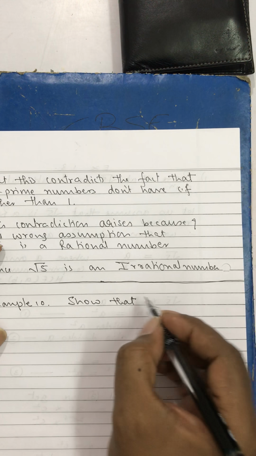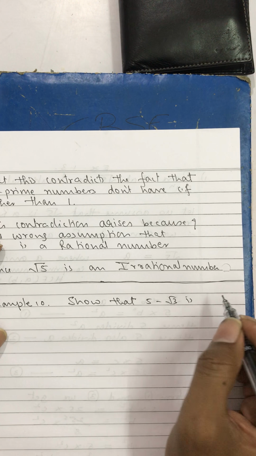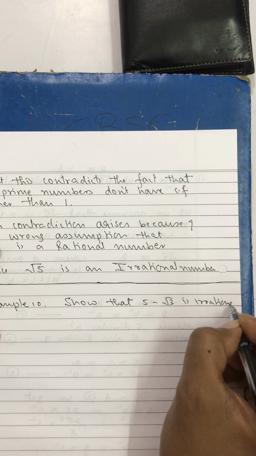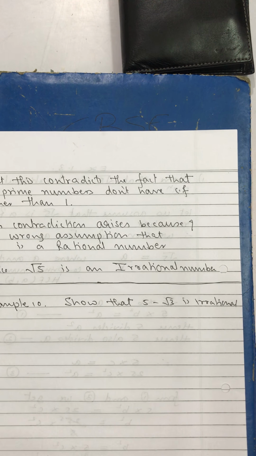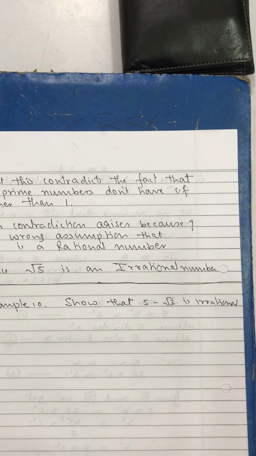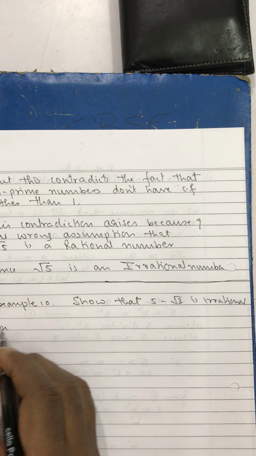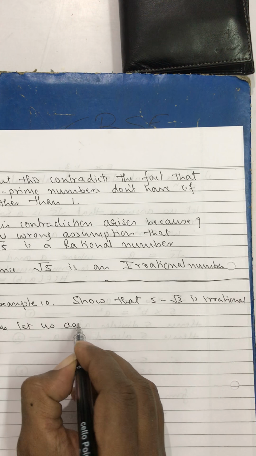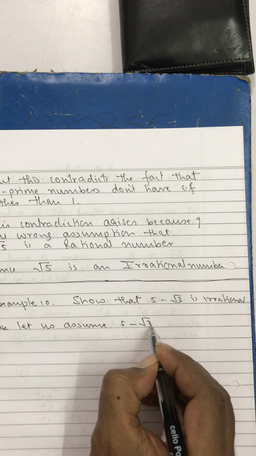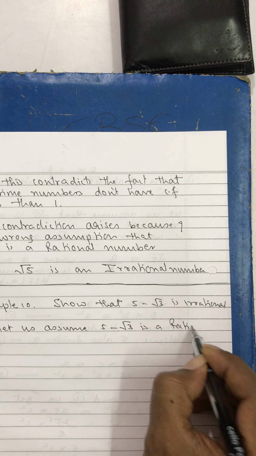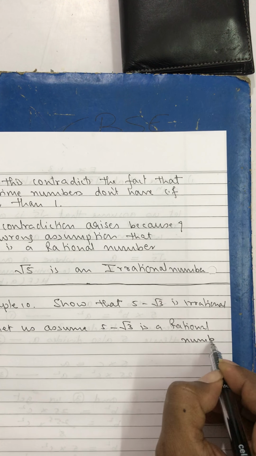Show that 5 minus root 3 is irrational. Fine. See, in this case what happens, root 3 is an irrational number. We know because this is a binomial. When we are going to prove a binomial is an irrational number, at that time life is easy because we know that root 3 is an irrational number. And when we get root 3 is a rational number, this is the contradiction. You will tell that but root 3 is an irrational number. Simple. So consider that same way. Let us assume 5 minus root 3 is a rational number. Fine.